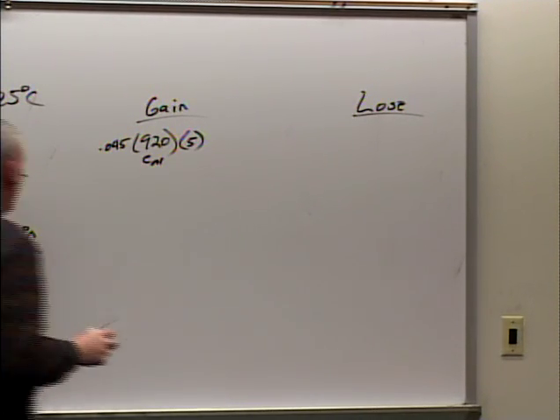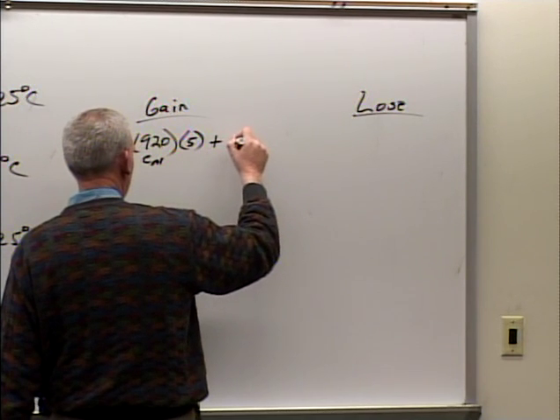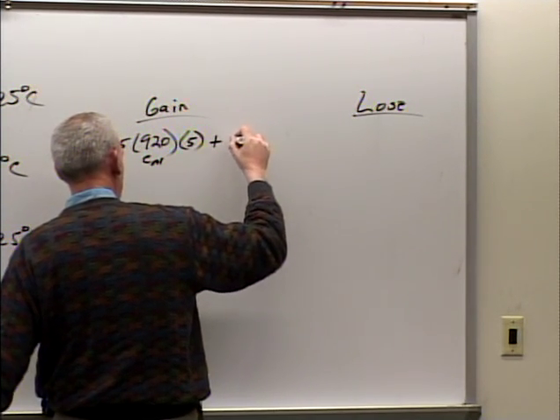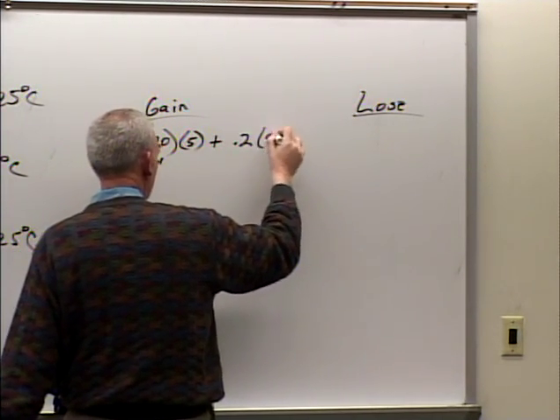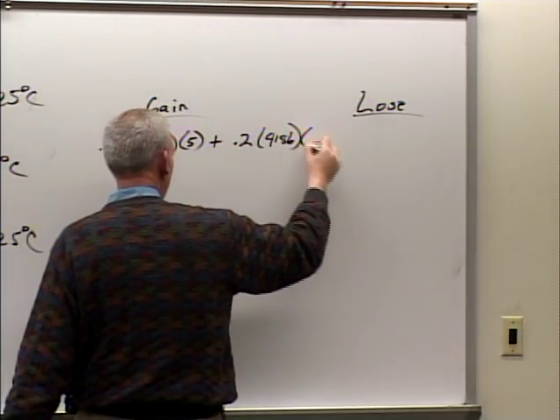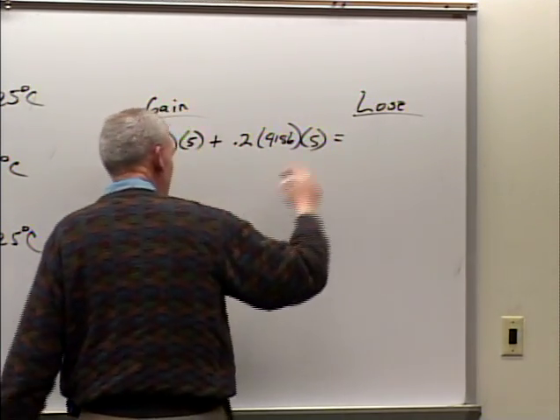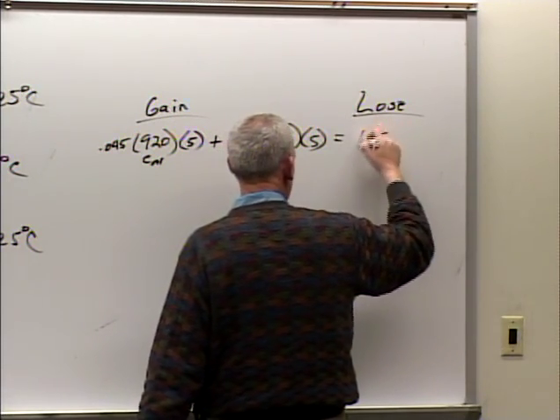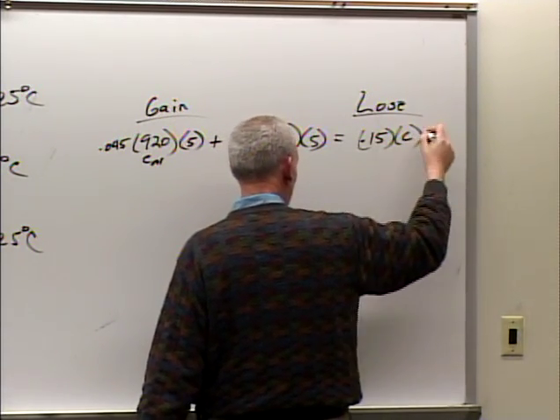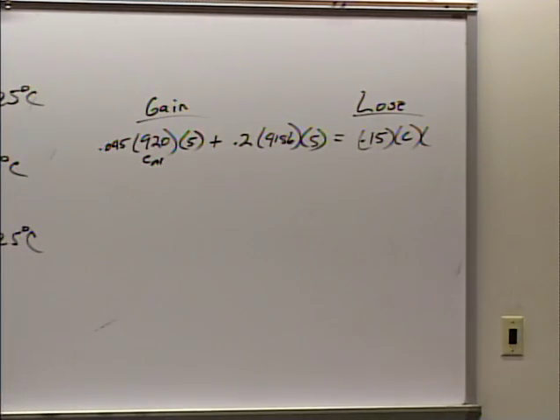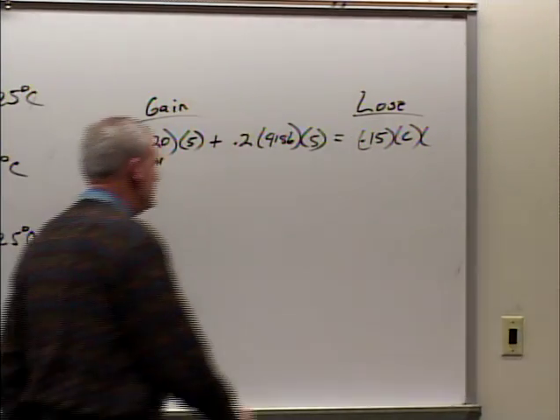Plus the mass of the water, which is 0.2, times 4186, times its change, which is 5, and that'll equal the 0.15 times the C, which is what we're after, times its change in temperature, which is 75.